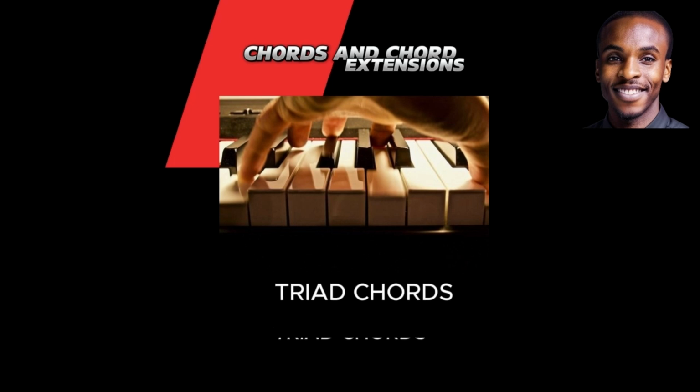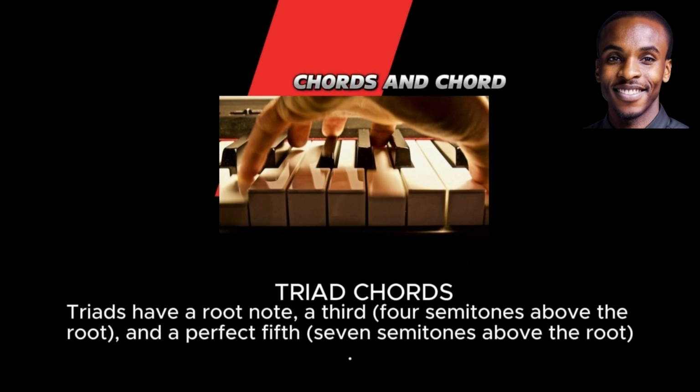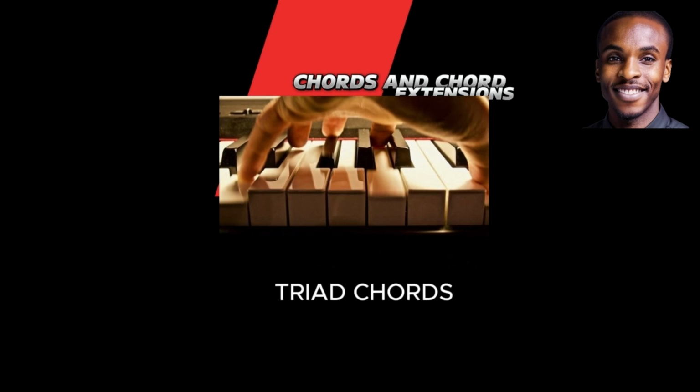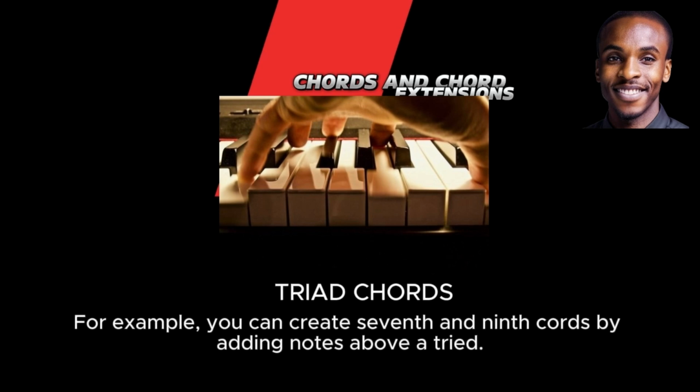Triad chords. The most basic chords are triads. A triad is a chord made of 3 notes. Triads have a root note, a third 4 semitones above the root, and a perfect fifth 7 semitones above the root. Triads are also the foundation for more complex chords. For example, you can create 7th and 9th chords by adding notes above a triad.